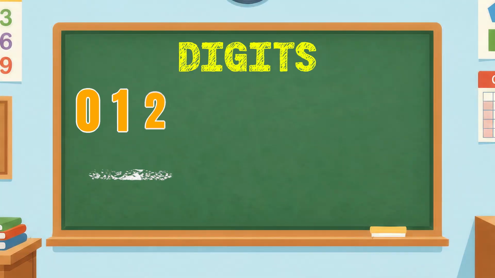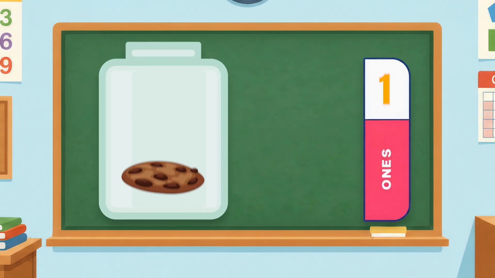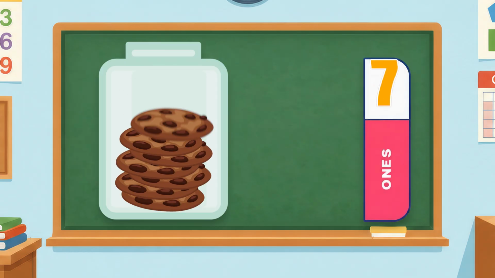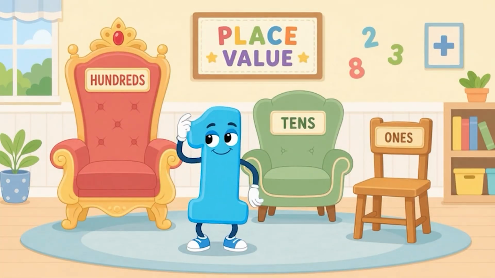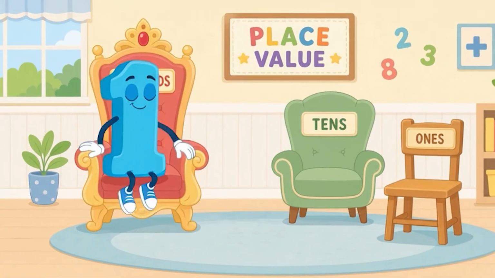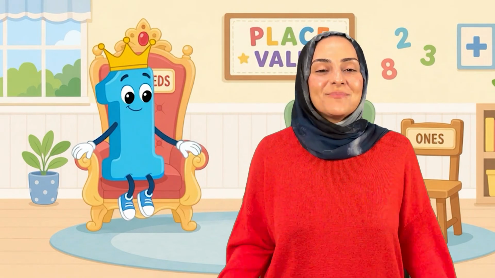So here's everything you just learned, friends. Every number is built from 10 digits, 0 to 9. When a place fills up, we group and move to the next place. And the place a digit sits in tells us what it is worth. That is place value. And you just mastered it.